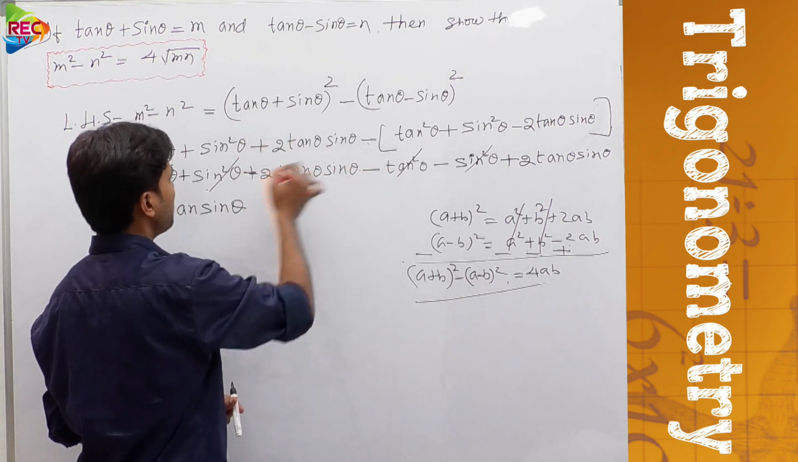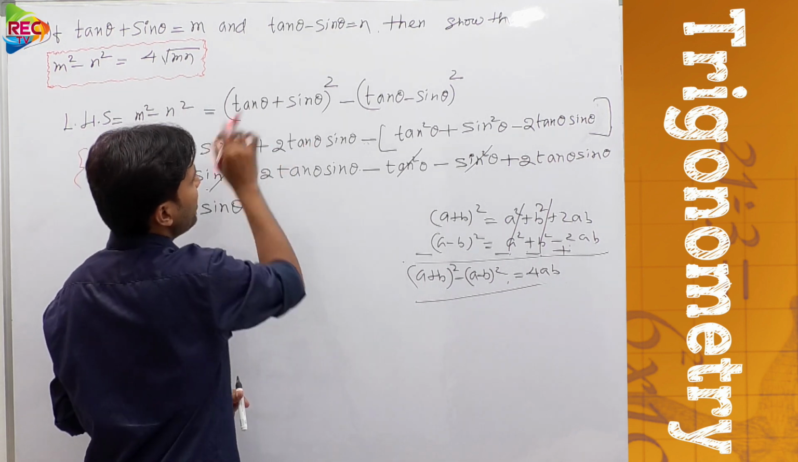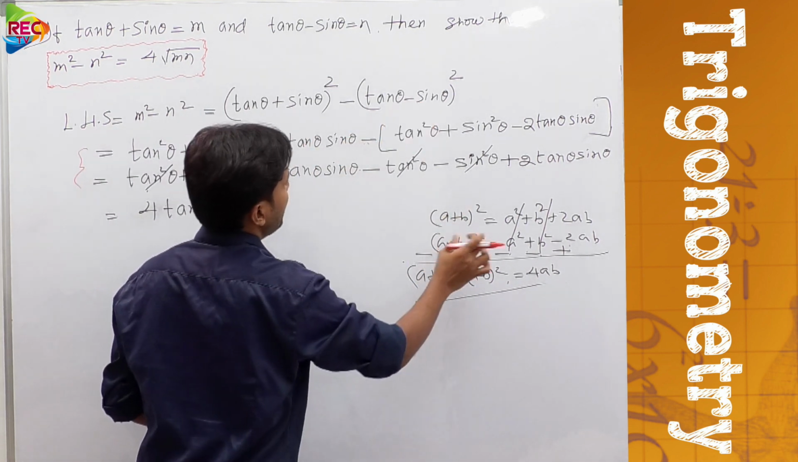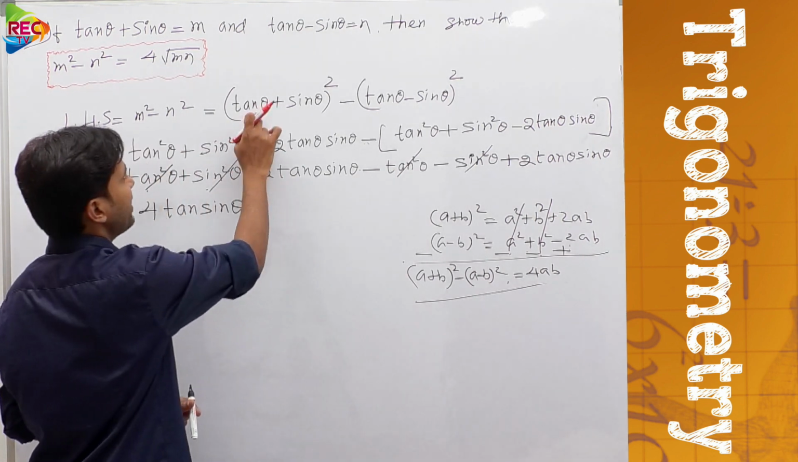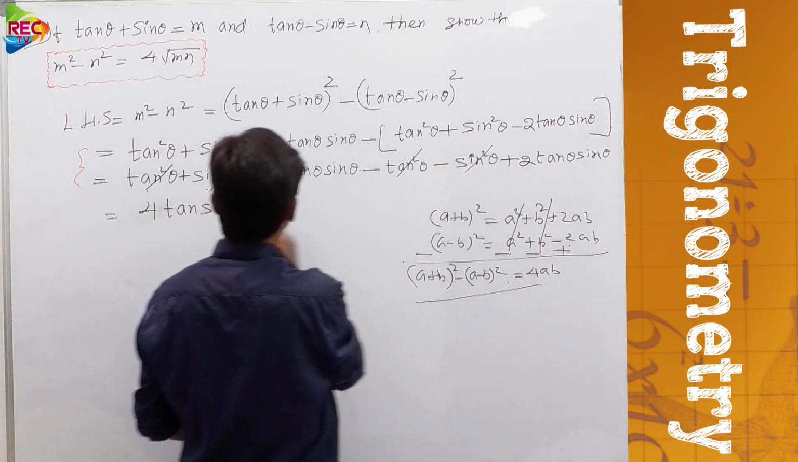You don't need to do this all. These steps are not required. Then what can you do? (a plus b) whole square minus (a minus b) whole square equals 4ab. What is a here? Tan theta. What is b here? Sin theta. So we can simply write equal to 4 tan theta sin theta.